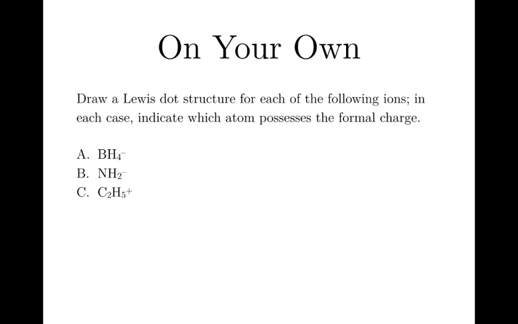So on your own, it says draw a Lewis dot structure for each of the following ions. In each case, indicate which atom possesses the formal charge. We have BH4 minus, NH2 minus, and C2H5 plus. So pause the video for a couple minutes, try these on your own, and then hit play. So once you've tried them, here are the answers.